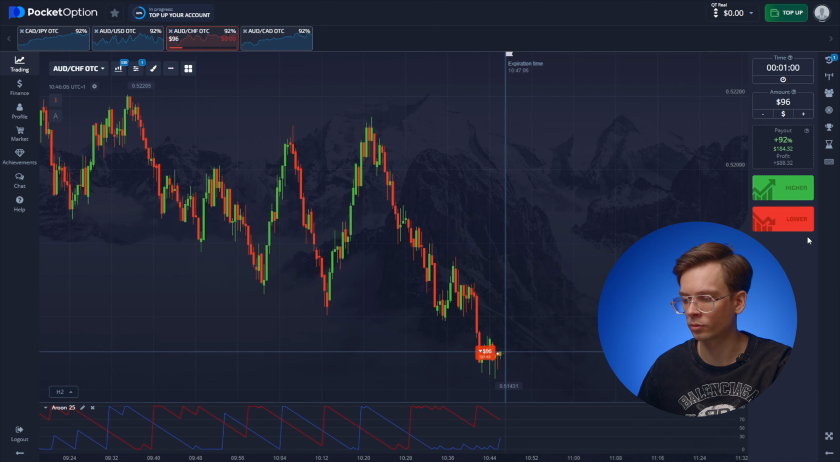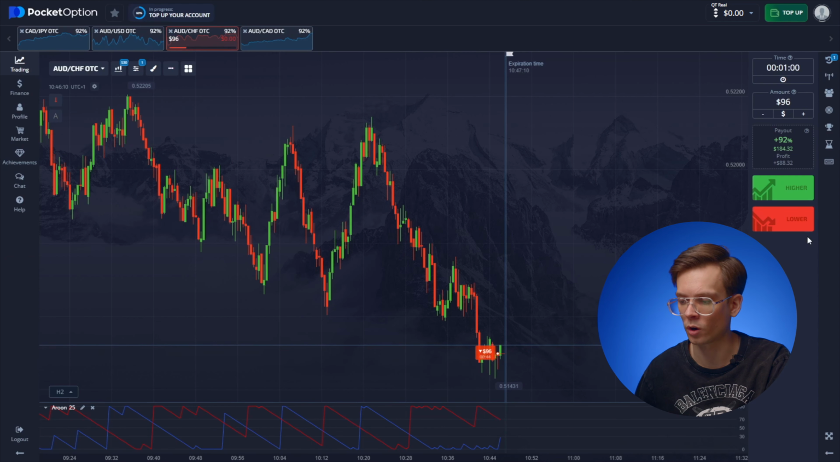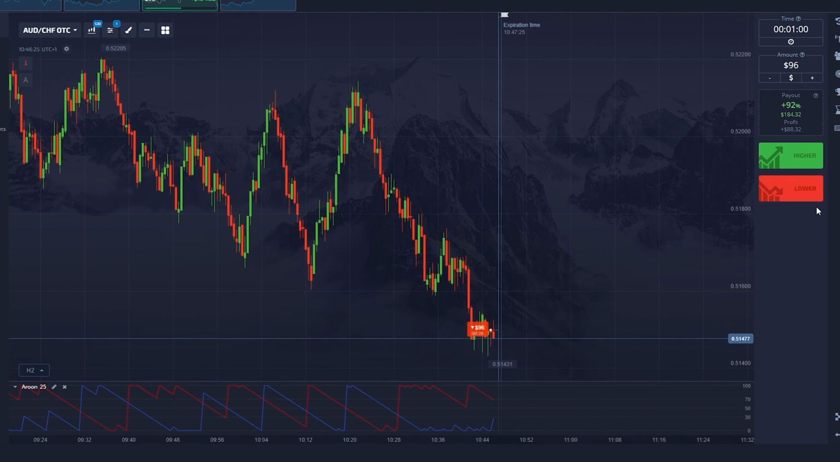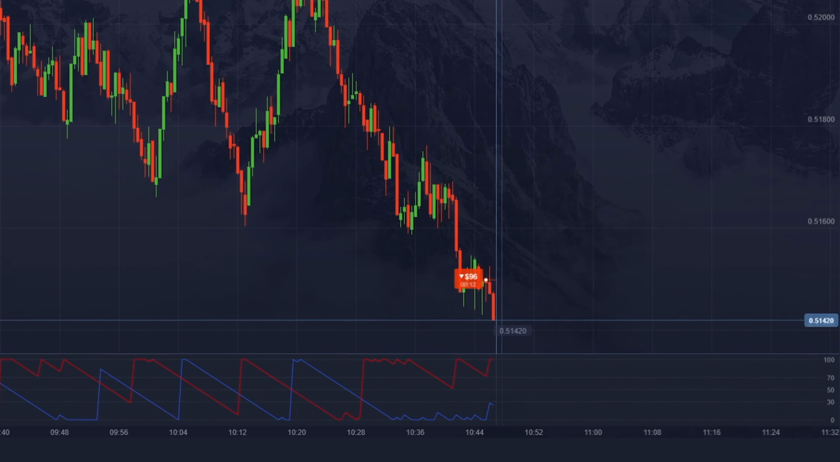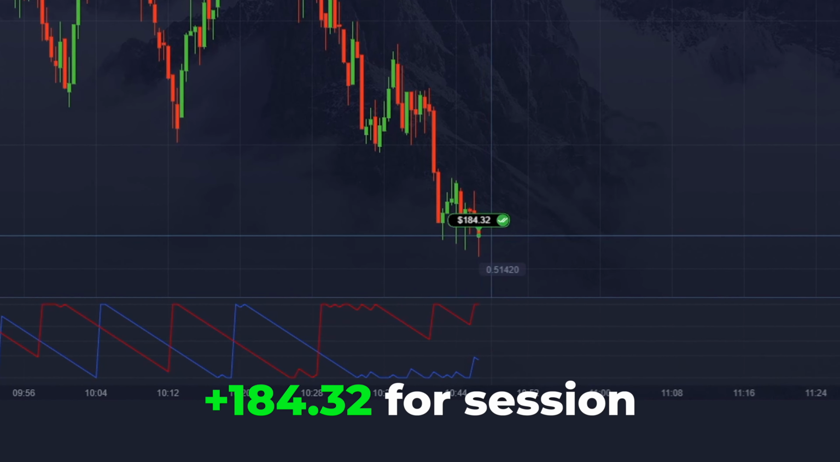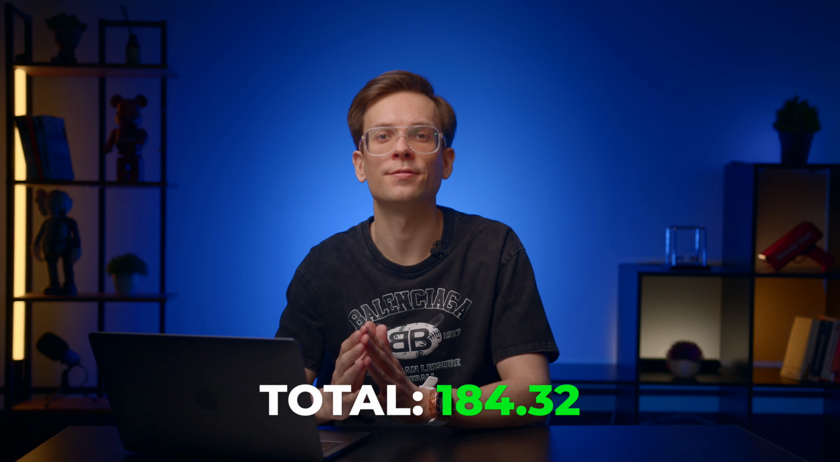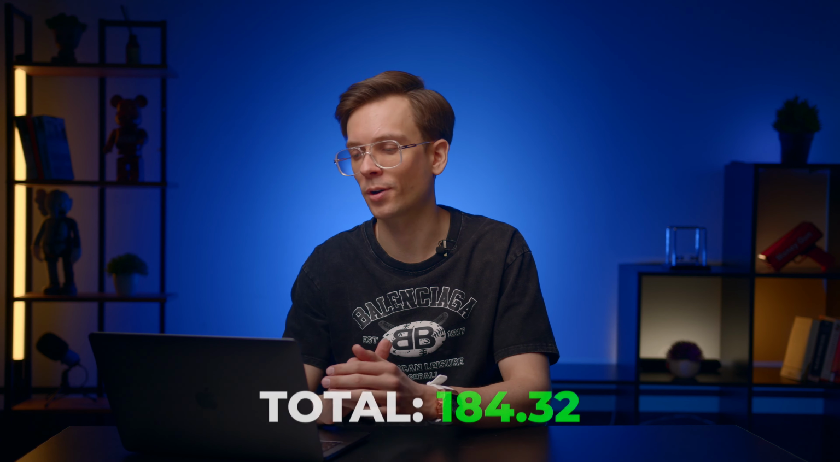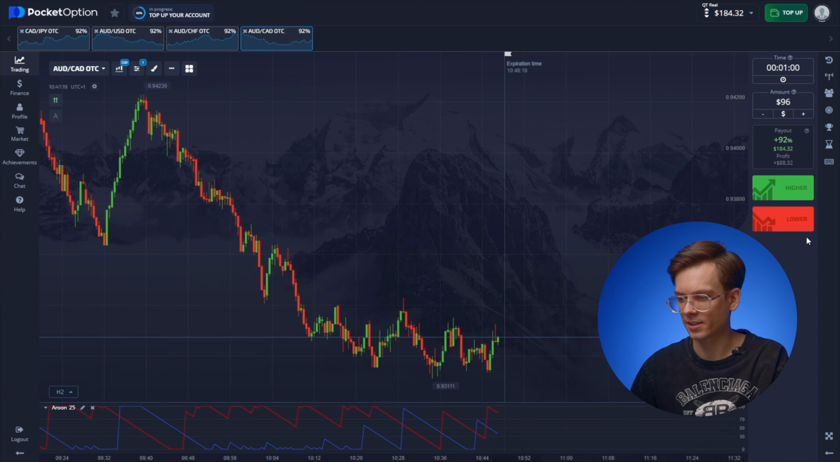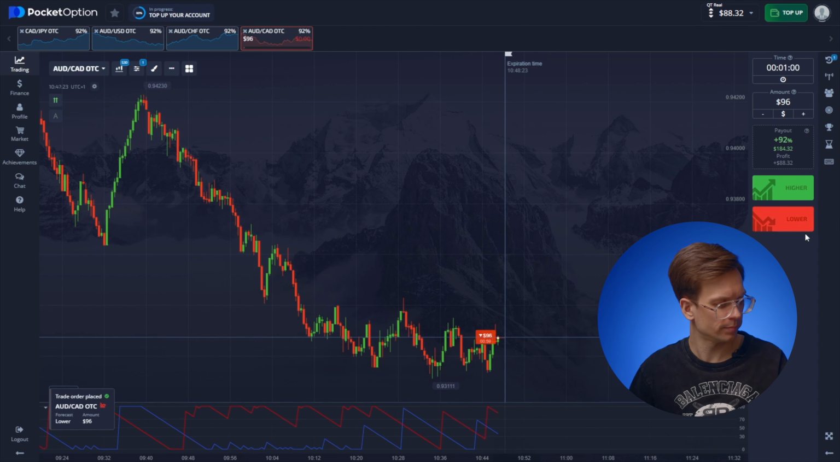Secondly, the red Aroon lines didn't even drop below 70 and the blue bullish lines were hovering around 0 at the time of entry. And only now have they started to rise, so the decision was expected. And my reward is 184. That's really nice. Let's keep going. Okay, now Aussie Canadian. Let's see if the downtrend pattern repeats here.